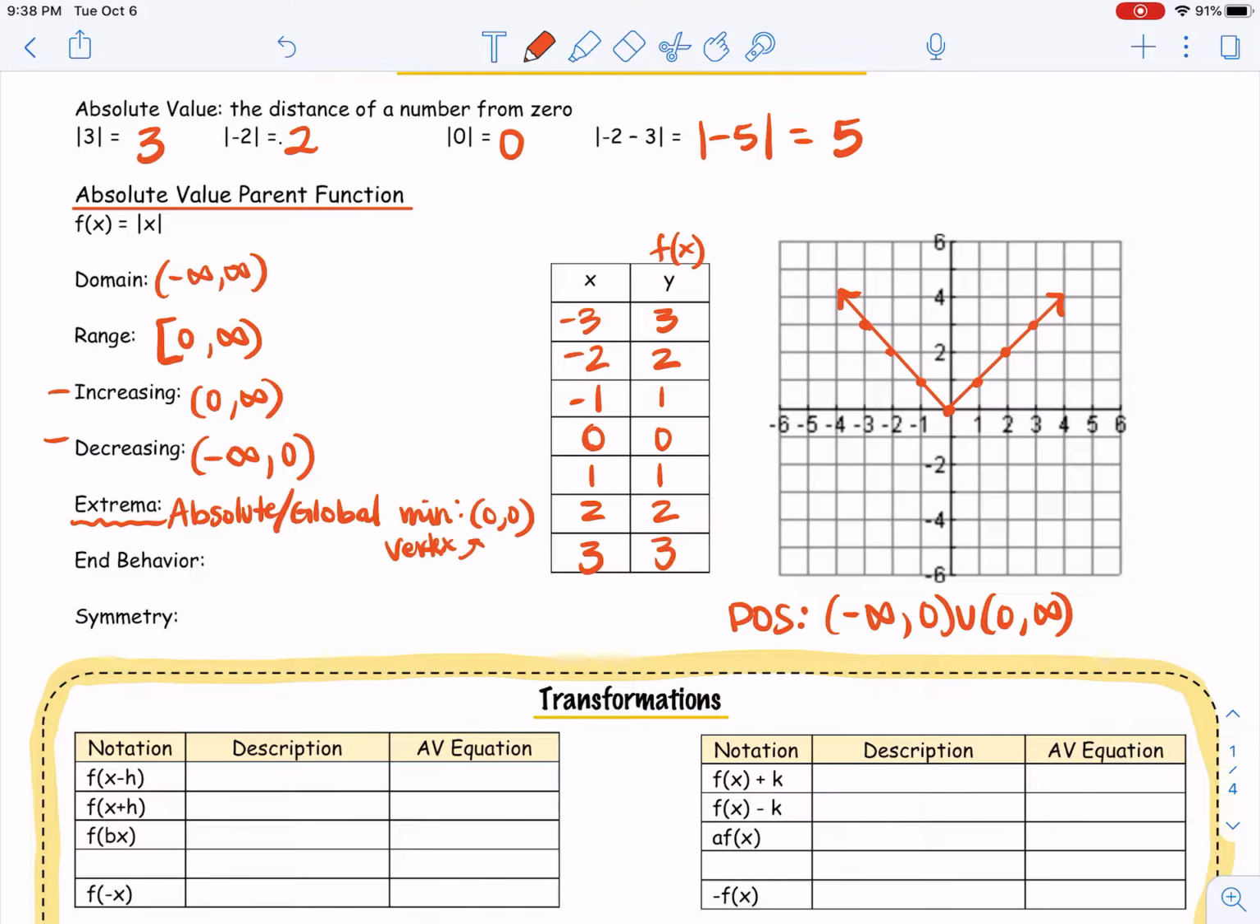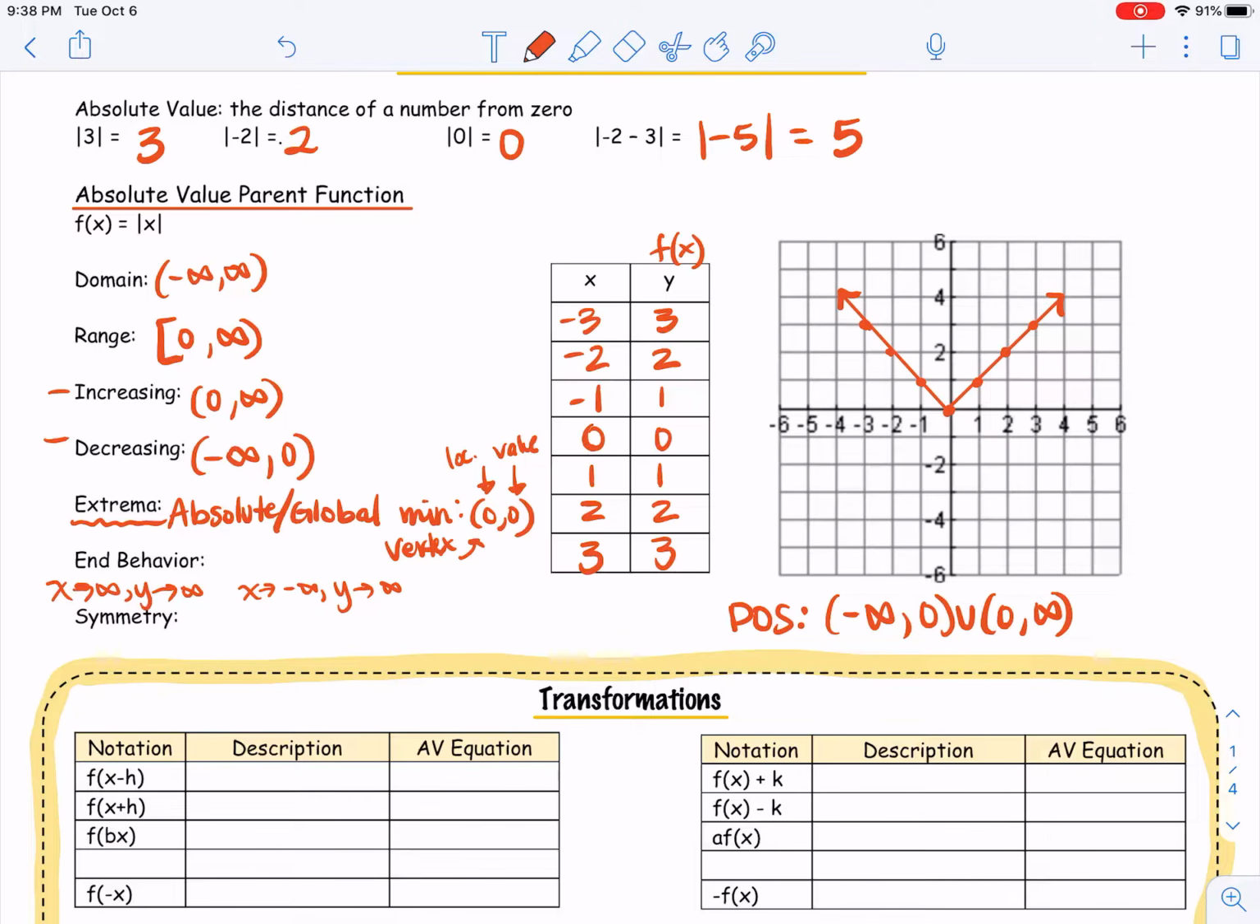Okay, so remember with absolute and global mins and maxes, I might ask you the location or the value of it. Remember, location is x, value is y. Location, value. Okay. And then in end behavior, remember we write that as x approaches infinity, y is approaching, and then x approaches negative infinity, y is approaching. So for this case, our y's are approaching infinity in both directions.